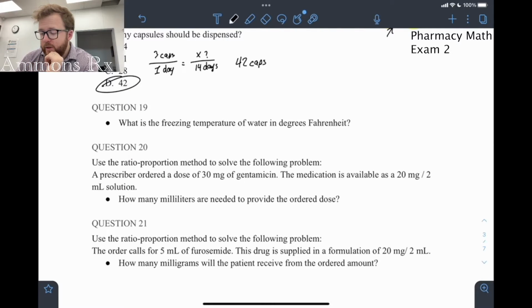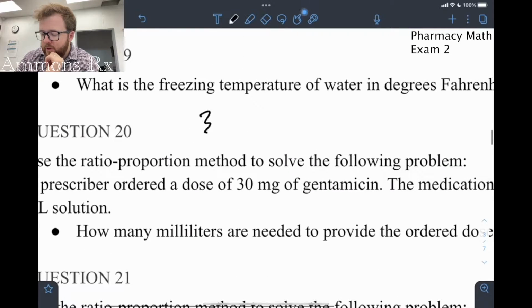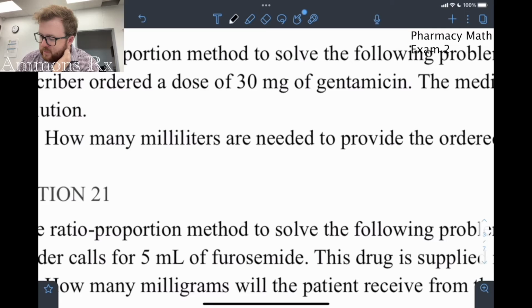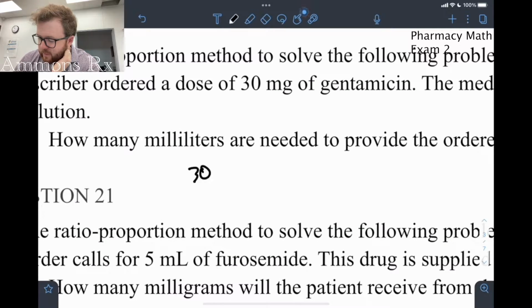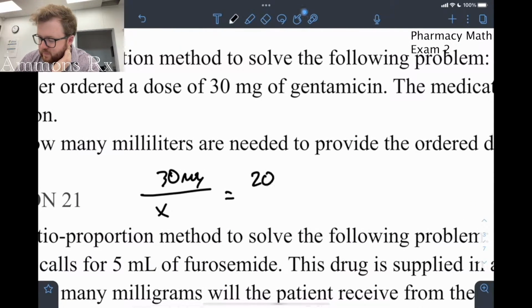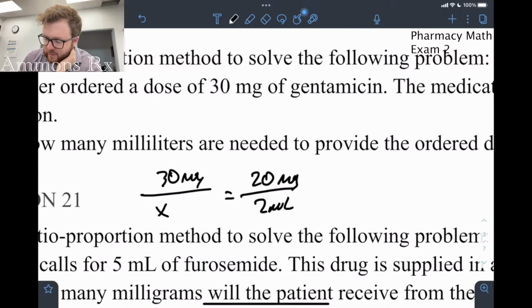Freezing temperature water in Fahrenheit, that's going to be 32 degrees. 30 milligram drug, we have it at 20 per 2. Pretty easy because we have 30 milligrams. We don't know that, but we have 20 per 2. So 30 times 2 is 60, divided by 20 is 3.